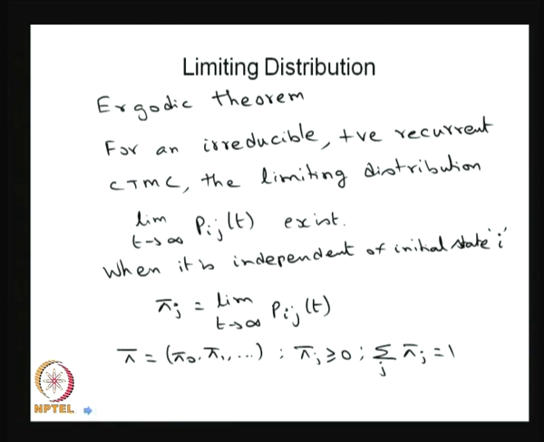The way we discussed the limiting distribution for the DTMC, the same concept can be used for the CTMC also. The change is, instead of the one step transition probability matrix, here we have to use the infinitesimal generator matrix in a different way. So, I am first giving the ergodic theorem. Whenever the CTMC is irreducible, that means all the states are communicating with all other states.